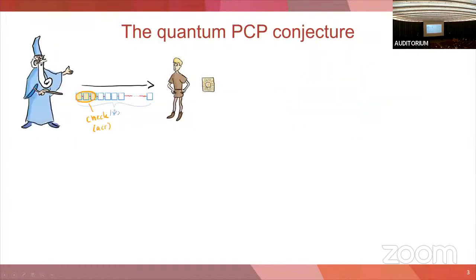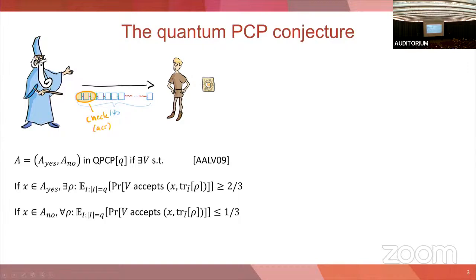So then onto the quantum PCP conjecture. It can be formulated in a similar way. For defining it as a proof system, we again consider this all-powerful prover Merlin that sends a polynomially sized quantum proof to this polynomial-time quantum verifier Arthur. And now we're going to consider a more restricted version of what Arthur can do. Namely, he's only going to access a small part of this quantum proof.